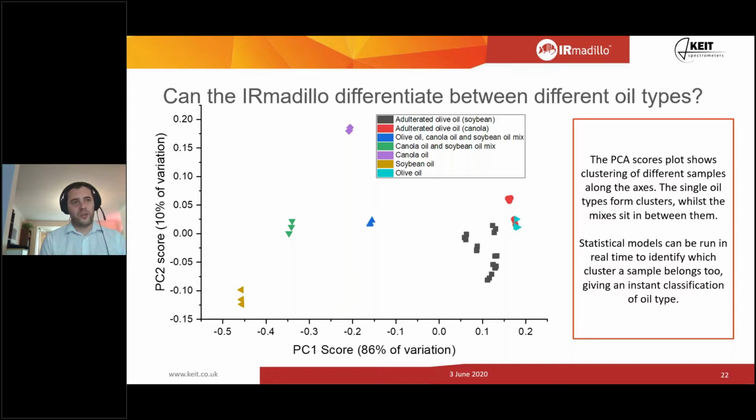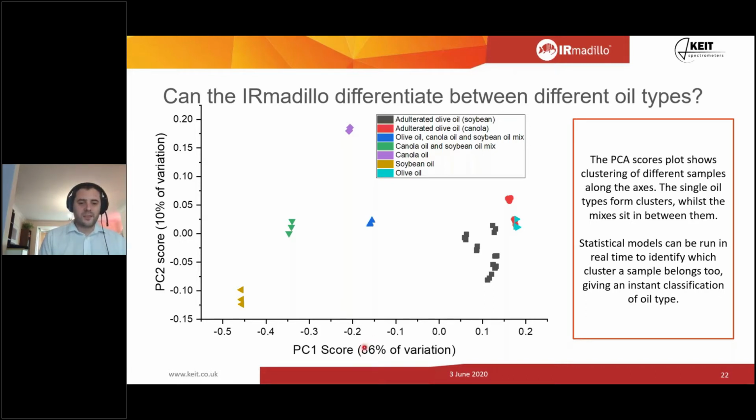So this is a qualitative measurement. This is called a scores plot. For those who are familiar with chemometrics, this is a principal component analysis. What we basically do is we pull out the information. So PC1 is the biggest piece of information that's actually present in the spectra we see. PC2 is the second biggest piece of information. PC3 would be the third biggest, and so on.